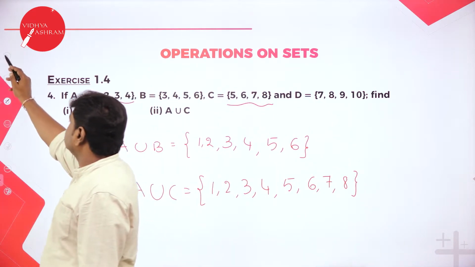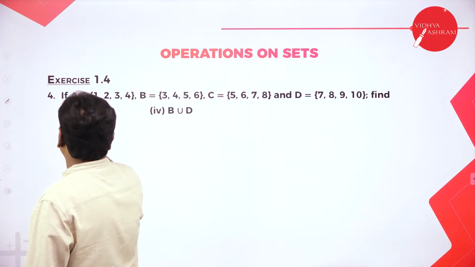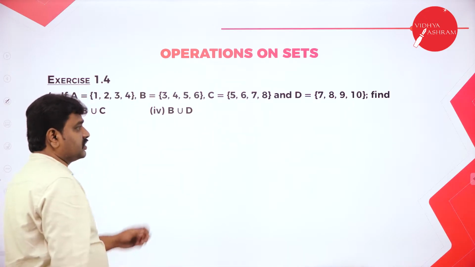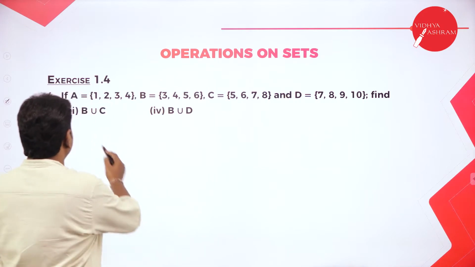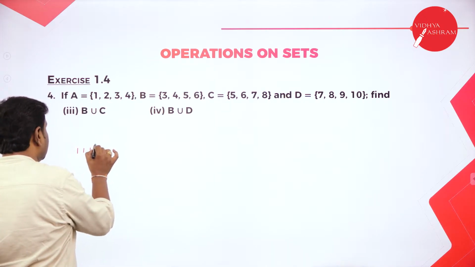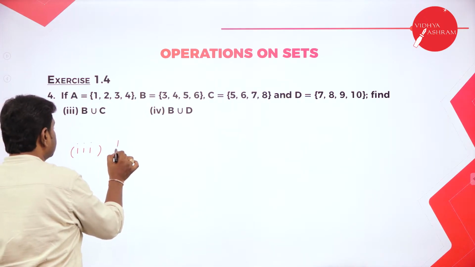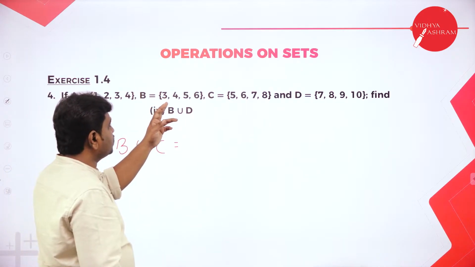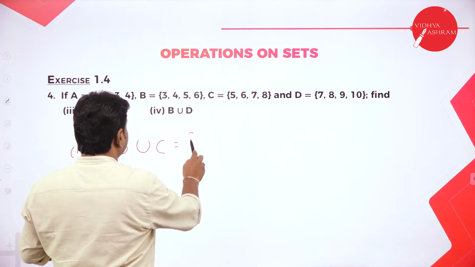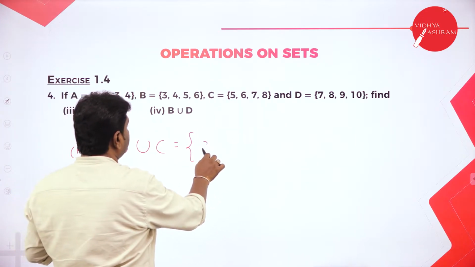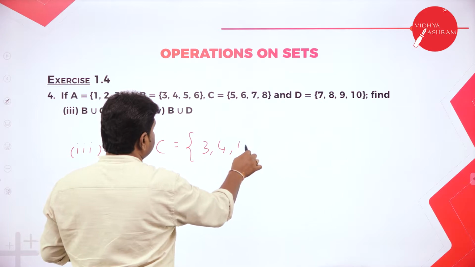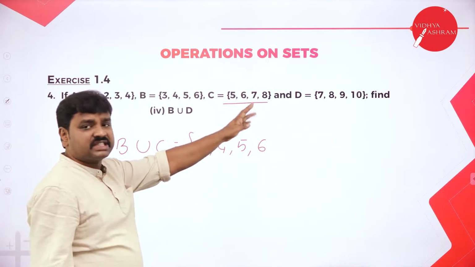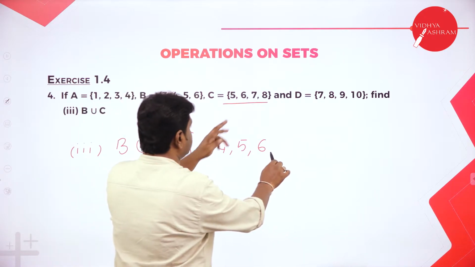Now, the next question. They gave A as 1, 2, 3, 4, and the same B, C, D sets. They want you to find B union C. Third one, we'll find B union C. What is meant by B union C? Combine elements of B and C without repeating. What are the elements of B? 3, 4, 5, 6. And the elements of C? We have 5, 6, 7, 8. Already we wrote 5, 6, so just write 7, 8.